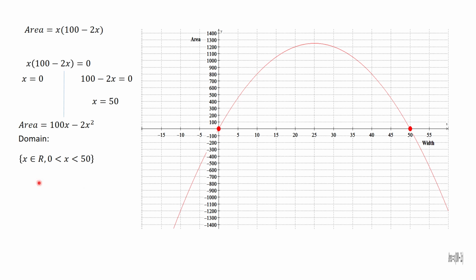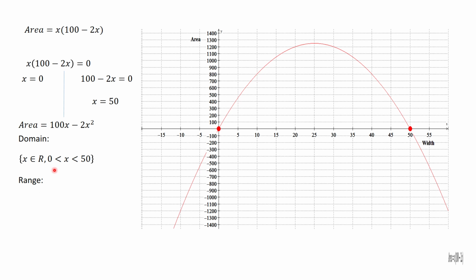And therefore, the domain is x is an element of the real numbers, but x has to be less than 50 but greater than 0. Notice that I didn't say greater than or equal to or less than or equal to, because it cannot be equal to 0 and it cannot be equal to 50. At those 2 points, I would have a 0 area. I'm going to be at 0 on the area axis here and 0 on the area axis here. And a 0 area, again, makes no sense. So it means that my domain must be between 0 and 50, but not including 0 and not including 50. The highest it can be is just less than 50, and the lowest it can be is just more than 0.